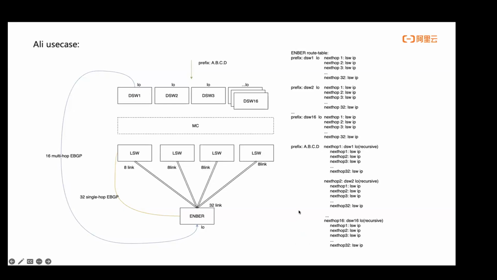And then when we check the route table on ENBER, we will find 16 DSW loopback IP addresses, and each will have 32 next hops that connect to RSW. And once we announce the route from DSW to ENBER, this route will look like this. It will have 16 next hops. That's a recursive next hop, and each recursive next hop will be resolved to these 32 RSW next hops.